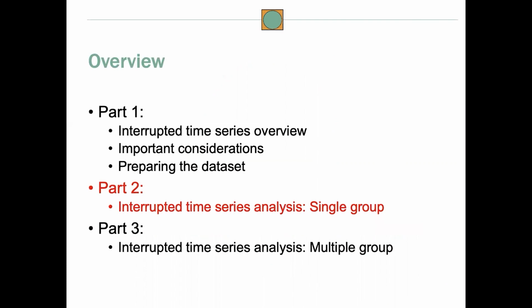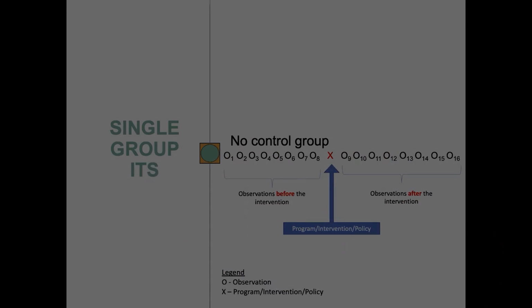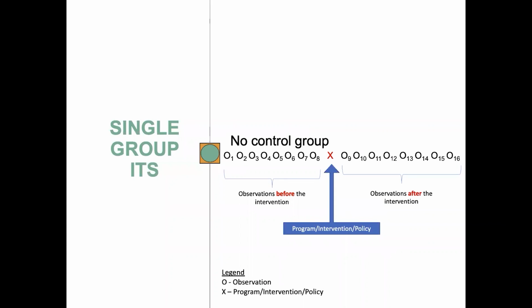In the first part of this video tutorial, we reviewed the interrupted time series analysis, or ITS for short, steps needed when using this method, and prepared the routine data set for analysis. In this second part, we will focus on single group interrupted time series, and part 3 will be on multiple group interrupted time series. In the single group interrupted time series, we only have one group or cohort that experienced the event or program or policy.